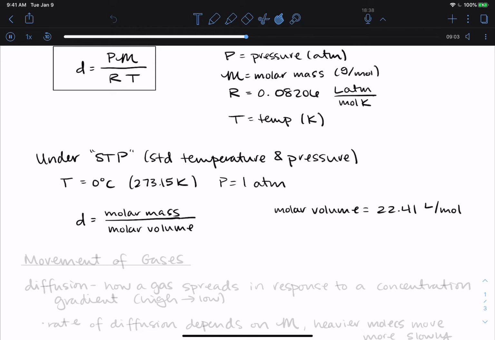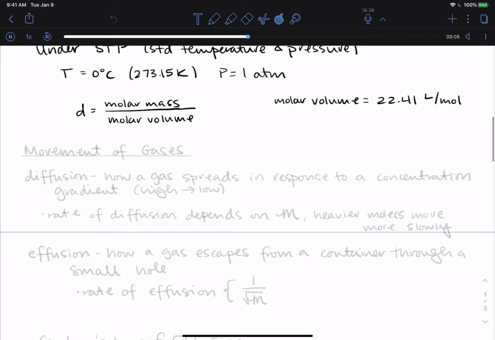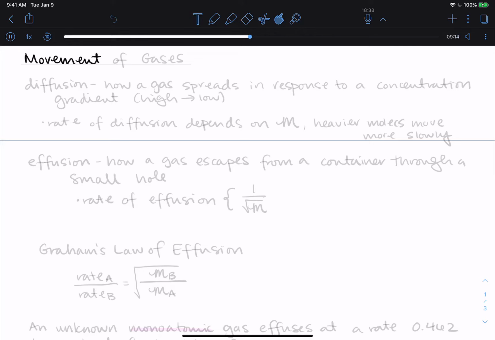All right, so these are some properties of gases. We're going to talk about the movement of gases because we have a few words that describe different ways that gases can move. So the first word is diffusion. You've probably heard this word before, but I am going to give you an explicit definition for it. It is how a gas spreads in response to a concentration gradient.